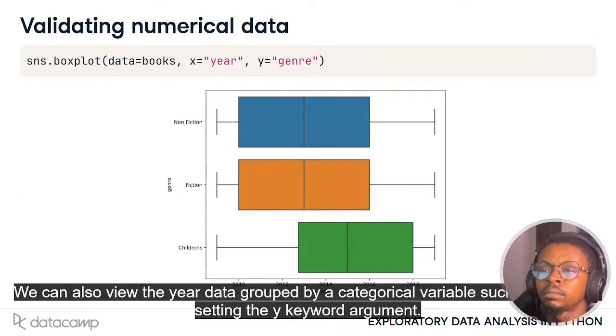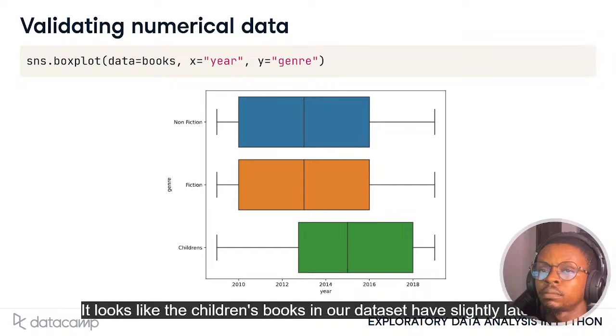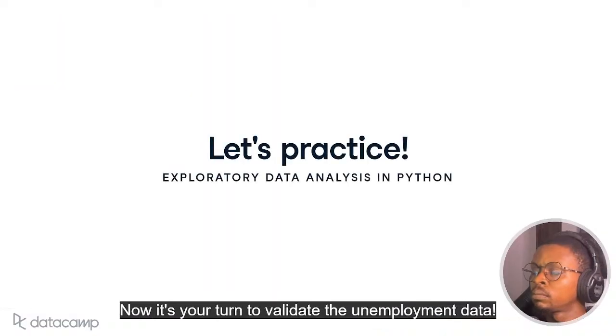We can also view the year data grouped by a categorical variable, such as genre, by setting the y keyword argument. It looks like the children's books in our dataset have slightly later publishing years in general, but the range of years is the same for all genres. Now it's your turn to validate the unemployment data.